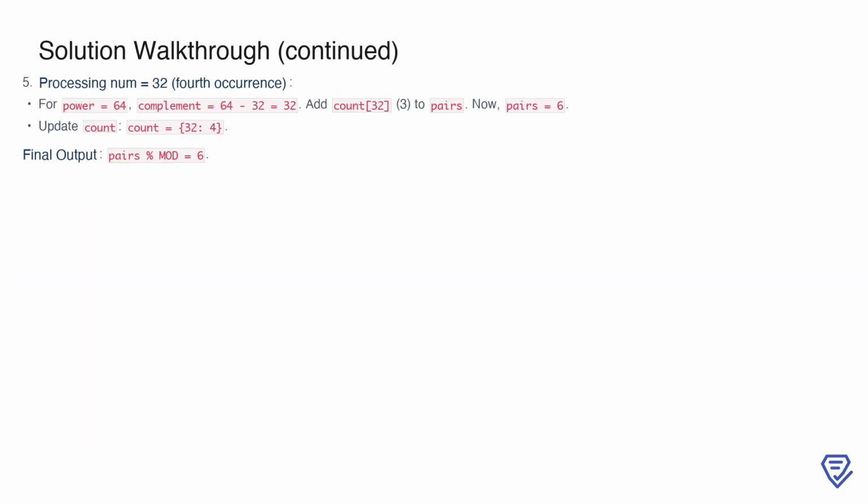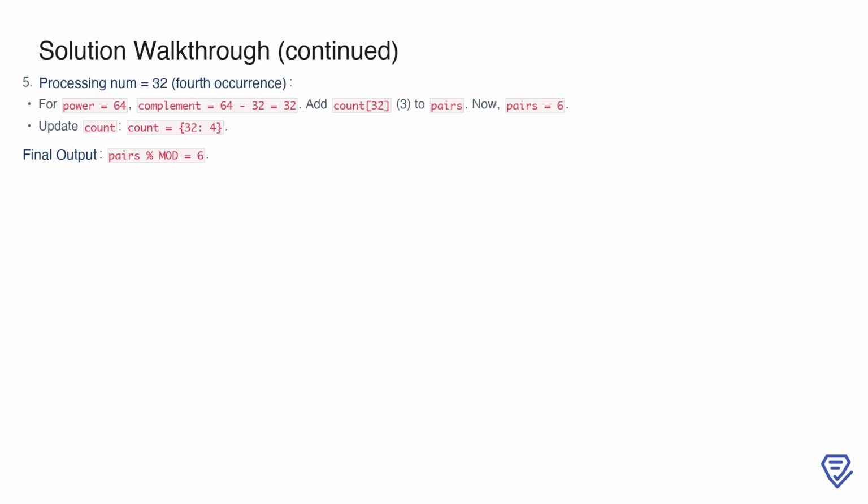Finally, for the fourth occurrence of 32, the complement 64 minus 32 is equal to 32, which matches once more. Adding its frequency, which is 3, to pairs increases the total pairs to 6. Updating count gives 32: 4.